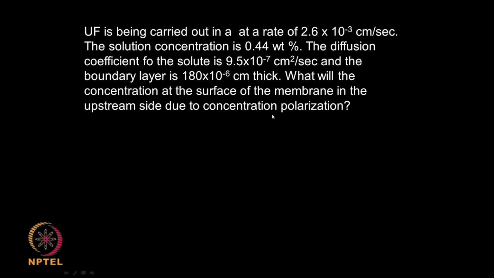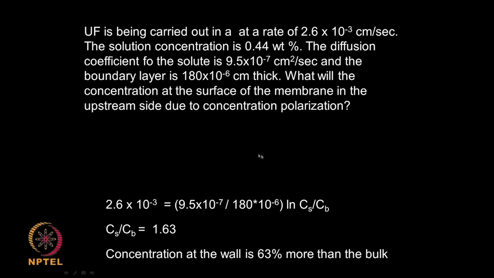I just use that equation. J is equal to capital D by small d times the logarithm of Cs by Cb. So, capital D is given here as 9.5 into 10 power minus 7, small d is given as 180 microns, and the flux is given on the left hand side. From there I can calculate the Cs by Cb ratio, and it is coming out to 1.63. That means the concentration at the wall on the upstream side will be 63% higher than the bulk. Okay. So, whatever the bulk concentration, there is a build up of almost 63%.